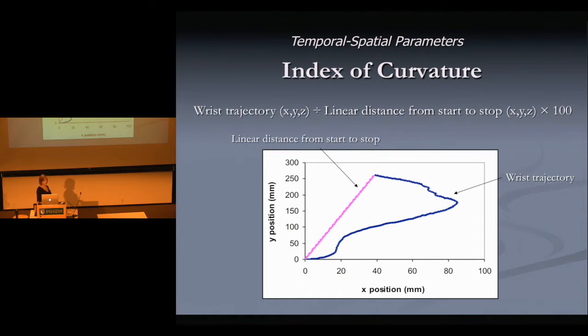Index of curvature was defined as the distance that the wrist traveled divided by the linear distance between the start and stop positions. This value is calculated in 3 dimensions. So if the wrist takes this path, we divide that by the linear distance to get the index of curvature. So it shows the directness or indirectness of the movement.